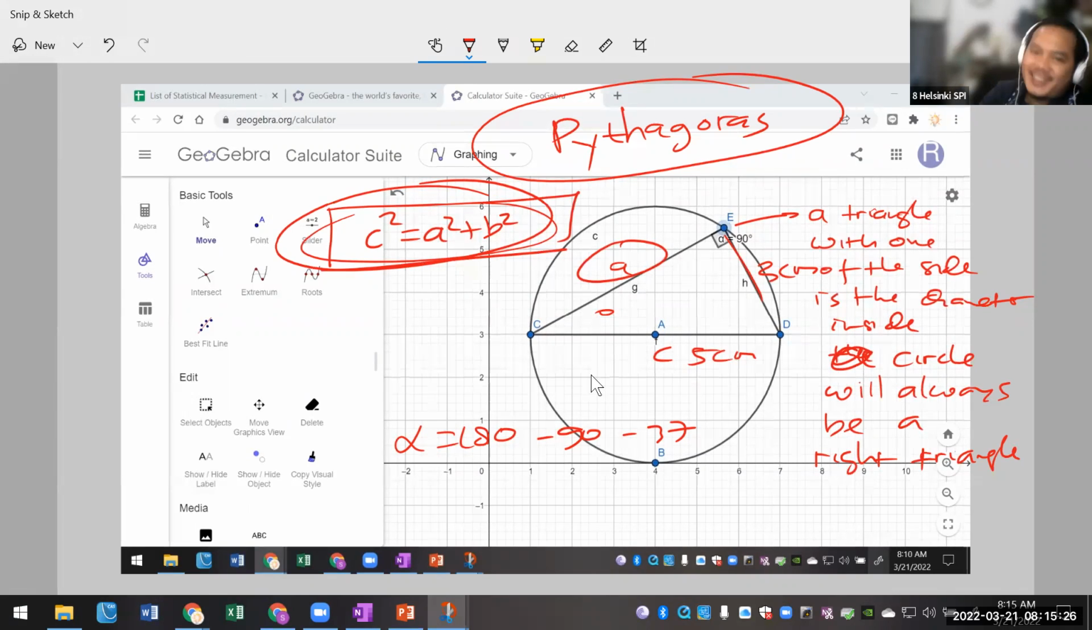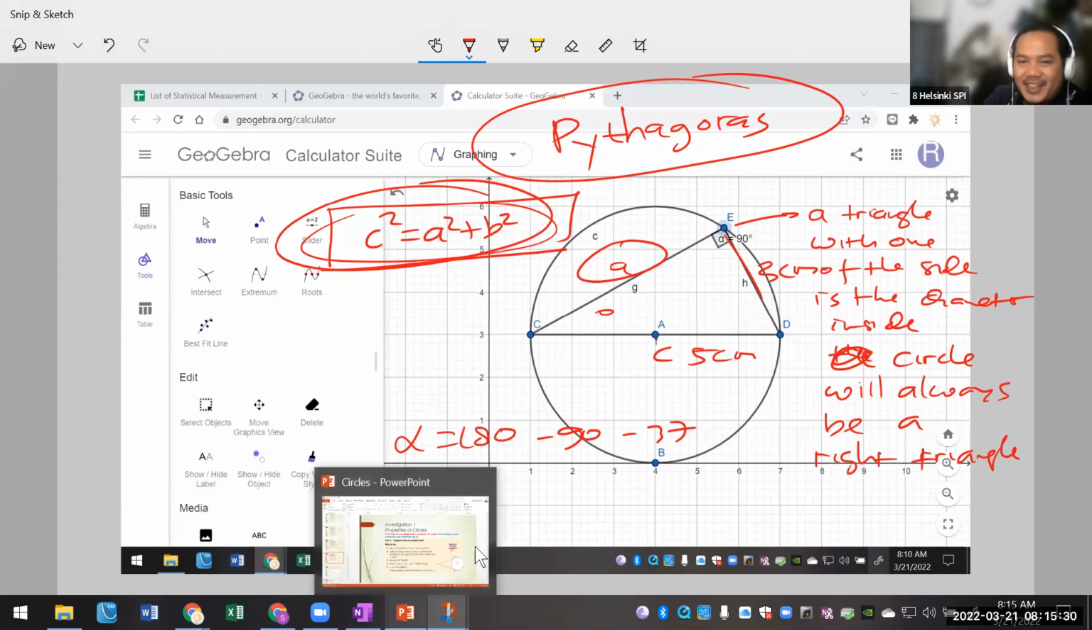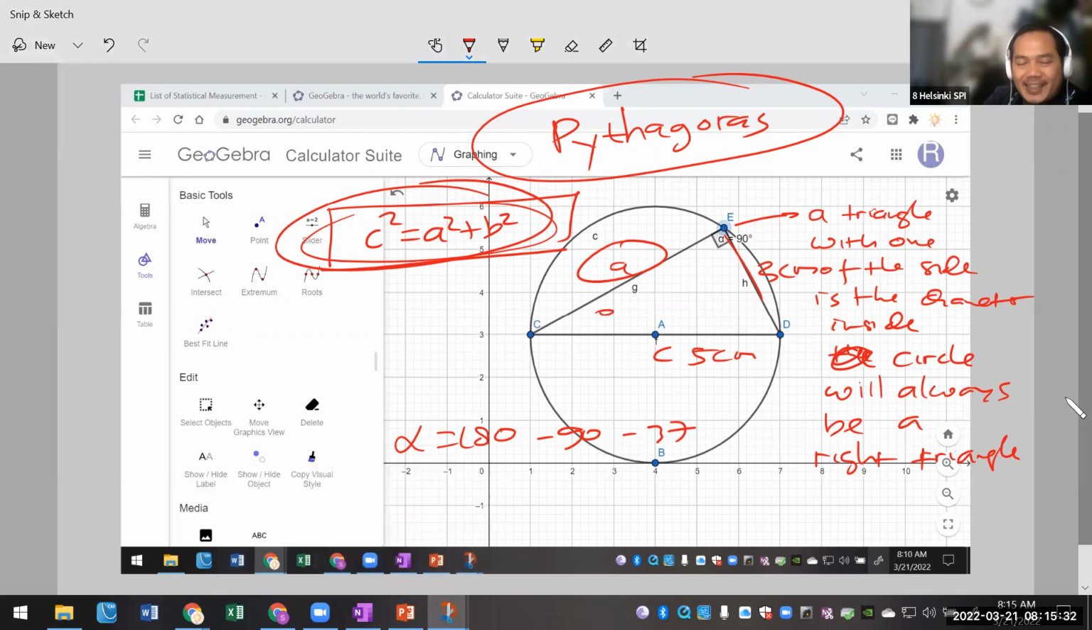Write it down, ya. This is the theory. Earlier, like inscribed angles and center angles, that's the first one. The second one is the Pythagoras formula.